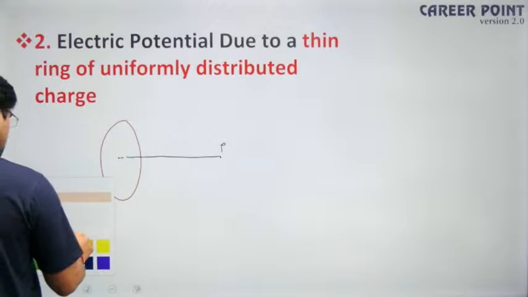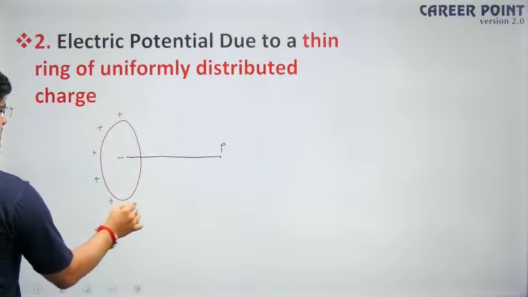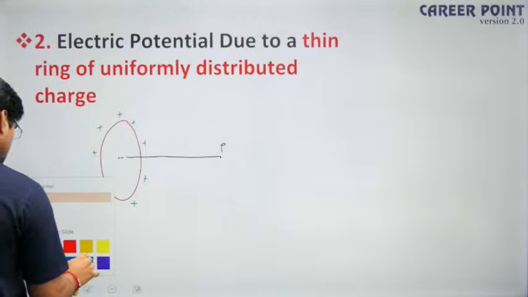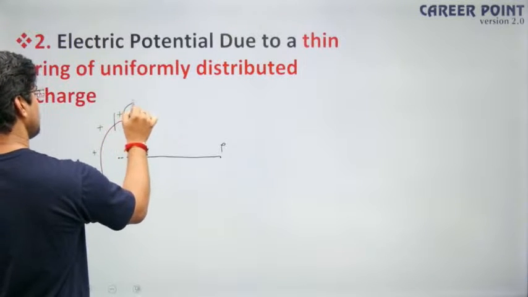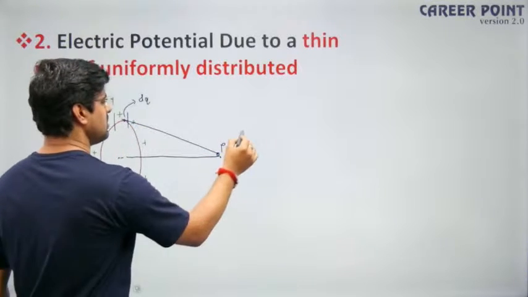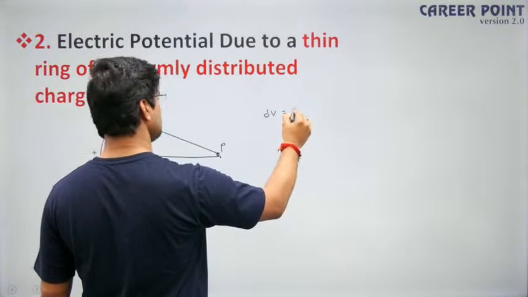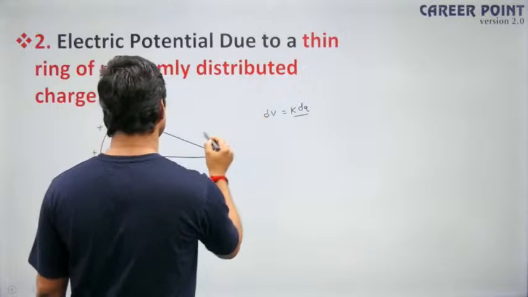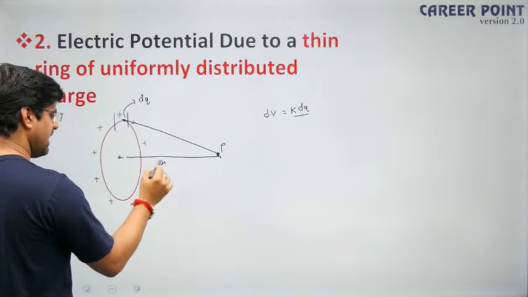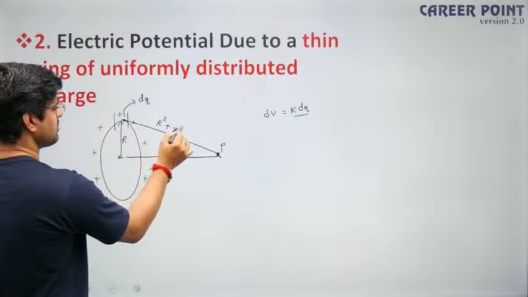Charge is distributed all over the surface of the ring, like this, plus plus q plus plus plus everywhere, distributed uniformly. Now if I take any small element here, the charge is dq, let's say. At this point P, dV, potential due to this small charge, will be k dq divided by distance. How much is the distance? If the distance of point P from the center of the ring is x and the radius is capital R, this distance is under root of r square plus x square.